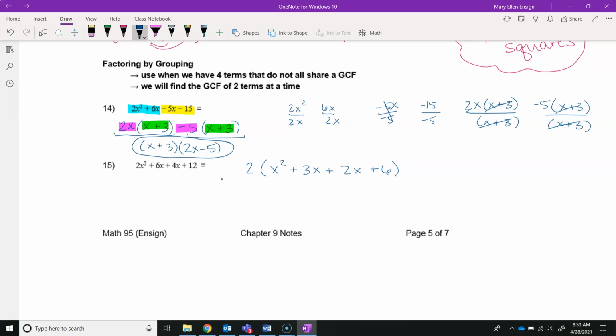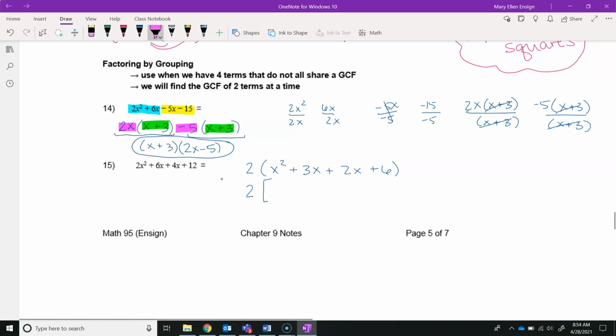Okay, now again, if I look at what's in my parentheses, there's nothing I can take out of all of them. I cannot take an x out of all of them. I can take a 3 out of 3 and 6, but not the other 2. I can take a 2 out of 2 and 6, but not the other 2. So let's go ahead and do factoring by grouping with whatever's left in parentheses here. I'm going to put an extra bracket just because I need that to keep all the rest together.